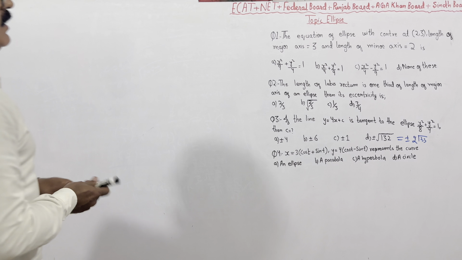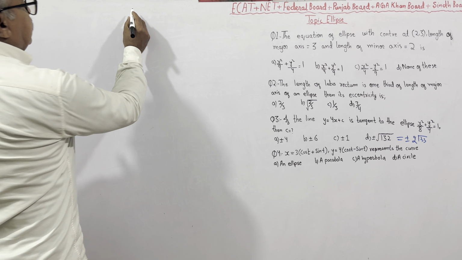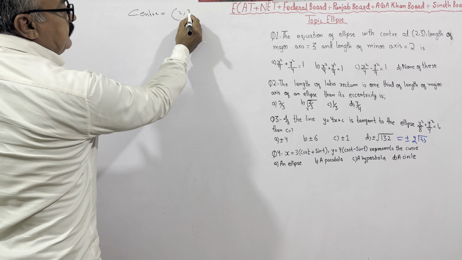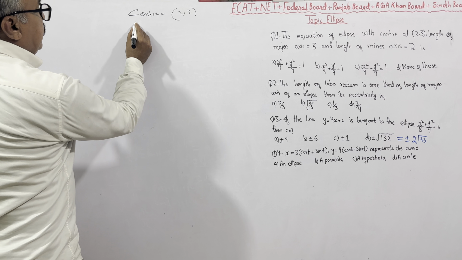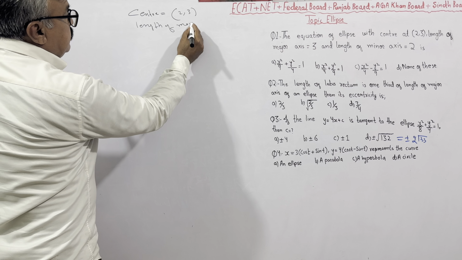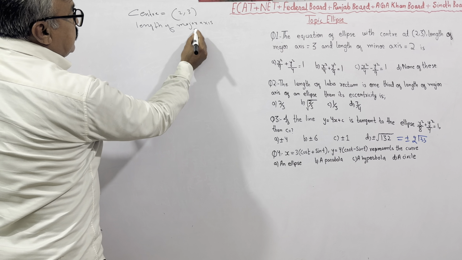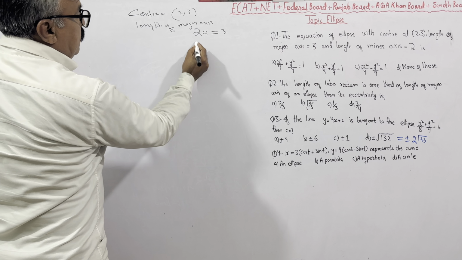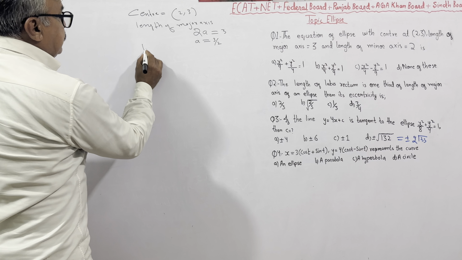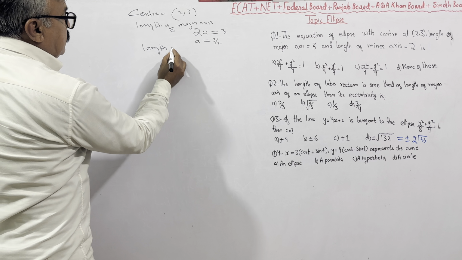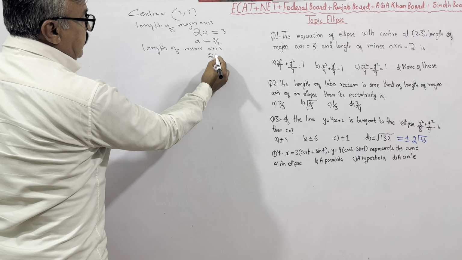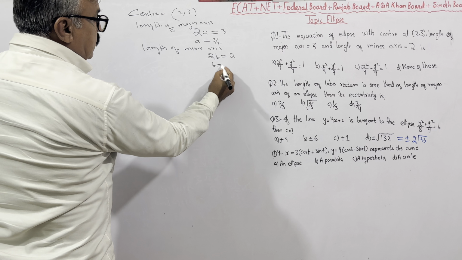Let's start. Let's embark upon the equation of ellipse with center. Center of the ellipse is given to us, that's (2, 3), and length of major axis, major axis means 2a, it's equal to 3. From this, solve for a: a is 3 over 2 or 1.5. And length of minor axis means 2b, 2b is equal to 2, so b is equal to 1.